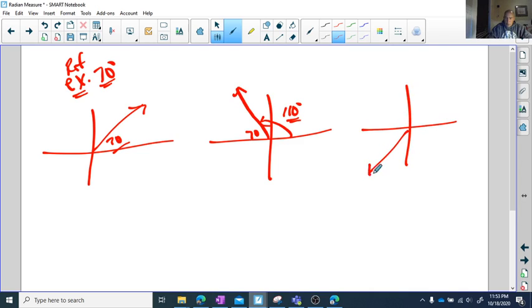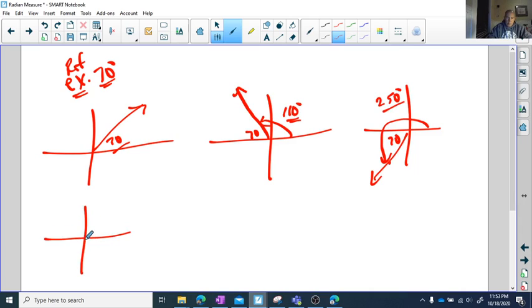Draw in quadrant 3 with a 70-degree angle down here. 70-degree angle here, which would make this angle 180 plus 70, 250. And then the fourth version of that would be over in quadrant 4. Same thing, this is 70. The angle on the back side then would be 360, take away 70, 290 degrees.